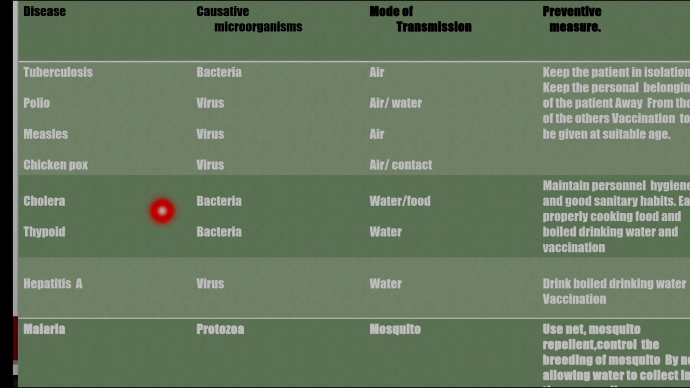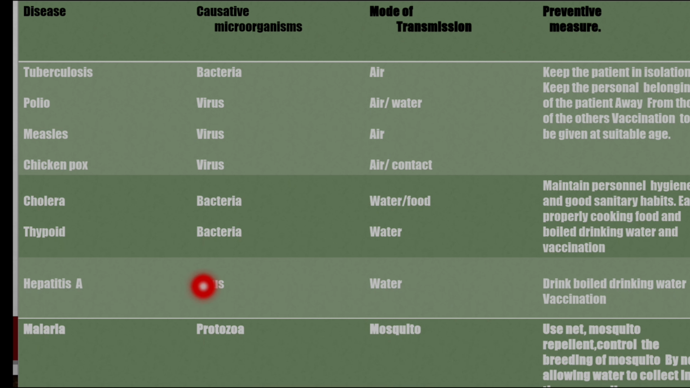Next, cholera and typhoid. These diseases are caused by bacteria. For cholera the mode of transmission is water and food, and for typhoid it is water. The preventive measures for cholera and typhoid are to maintain personal hygiene and good sanitary habits, eat properly cooked food, drink boiled water, and get vaccination. Next, hepatitis A is caused by a virus. The mode of transmission is water.